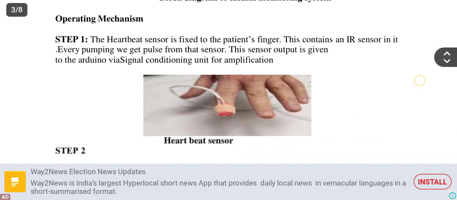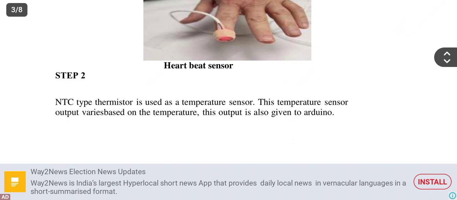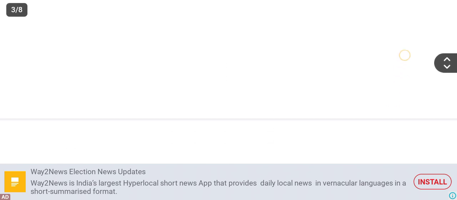The operating mechanism. The first step is that the heartbeat sensor is fixed to the patient's finger. It contains an IR sensor. With every pumping we get a pulse from that sensor. The sensor output is given to the Arduino via the signal conditioning unit for amplification. The second step is that an NTC type thermistor is used as a temperature sensor. This temperature sensor output varies based on temperature, which is also given to the Arduino.